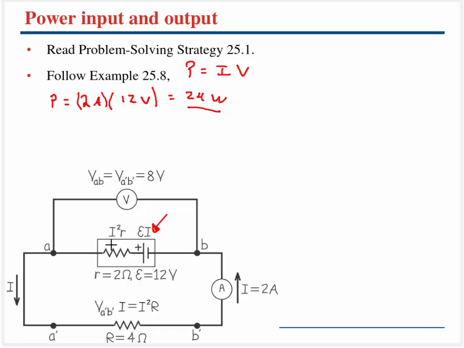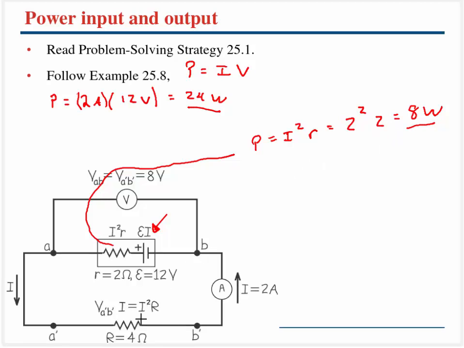What does this resistor here eat up? Well, we can say that the power is going to be the current squared multiplied by the resistance. The current is going to be 2, it's going to be squared. Resistance is going to be 2 ohms, and so we're left with 8 watts being eaten up by this resistor.